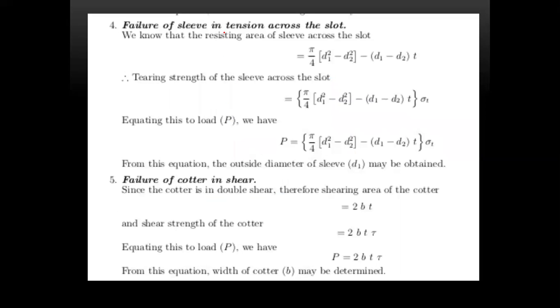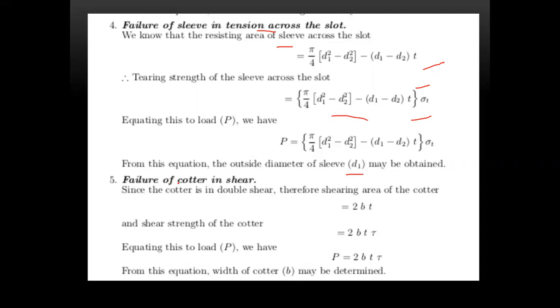Next, coming to the sleeve in tension across the slot. The area is pi into d1 square minus d2 square minus d1 minus d2 into t. Therefore, the tearing strength is equal to that into sigma t. Therefore, equating this to the load P is equal to, write this whole thing as it is, right? With this equation all determined, we can determine the outside diameter of the sleeve.